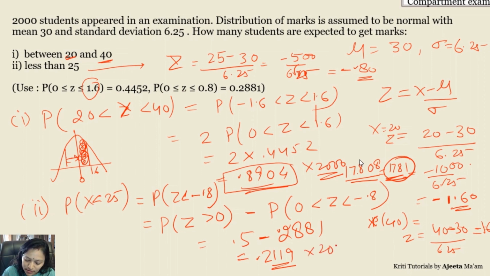Similarly, we will multiply this by 2000 for the number of students. So what do we get here? We shifted, so 423.8, that is around 424 students, they got less than 25. This is how we go. Word problems are always good to attempt.